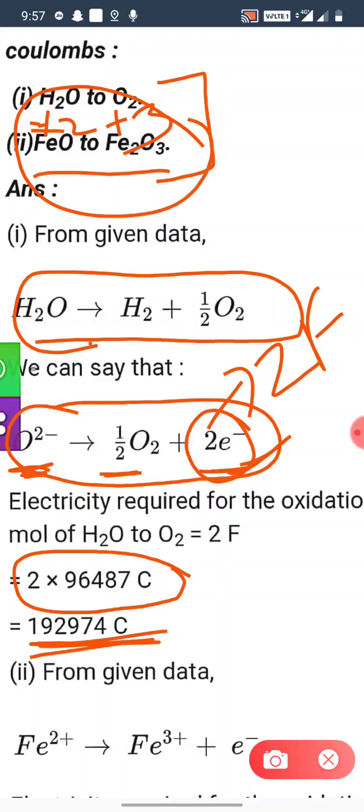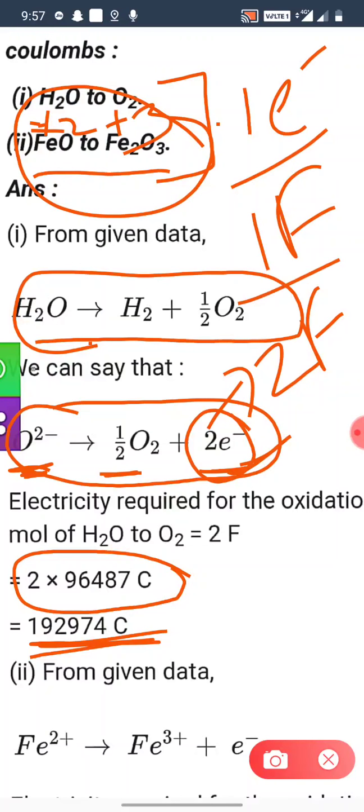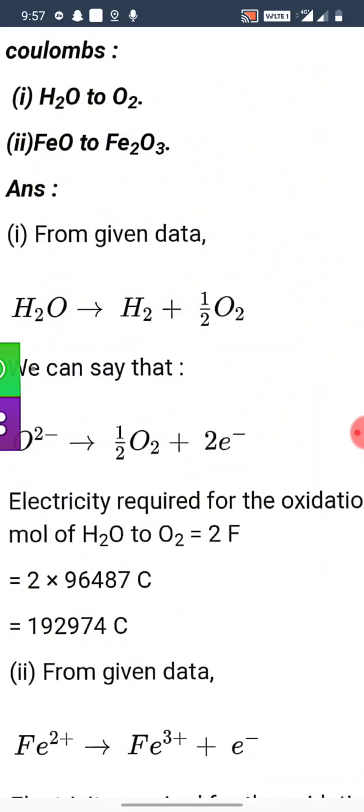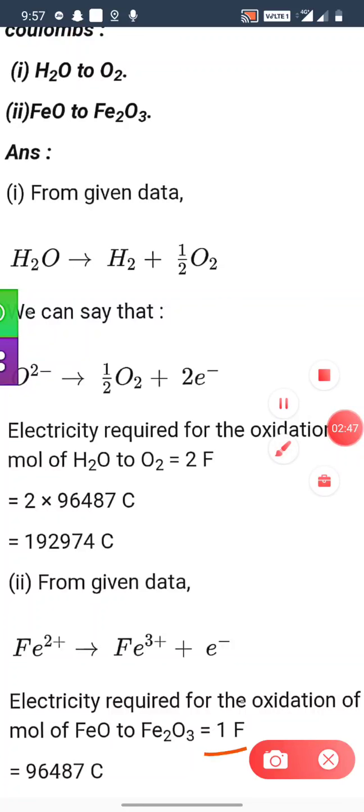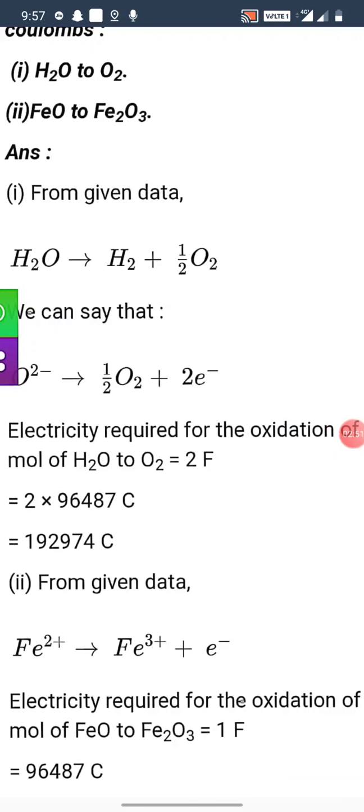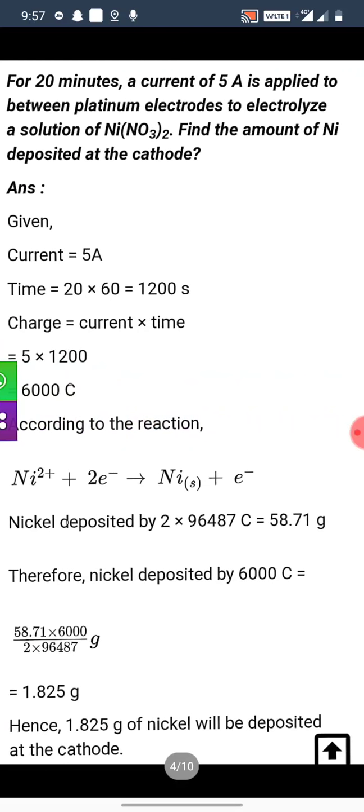From here only you can find out the amount of electron needed will be 1 mole of electron. So obviously 1 Faraday charge will be required for 1 mole of conversion of Fe2+ to Fe3+. So the answer will be, as you can see here, 1 Faraday or 96500 coulomb. So I hope this numerical is also clear to you. Now coming to the next numerical.